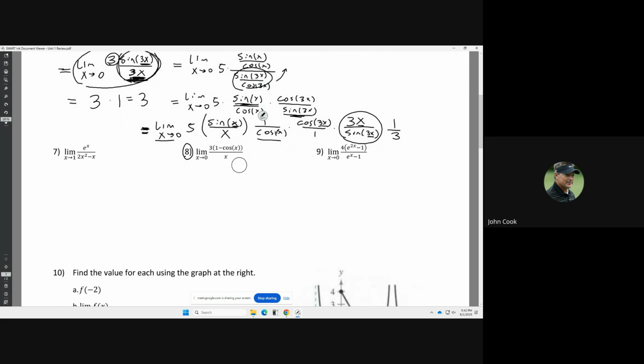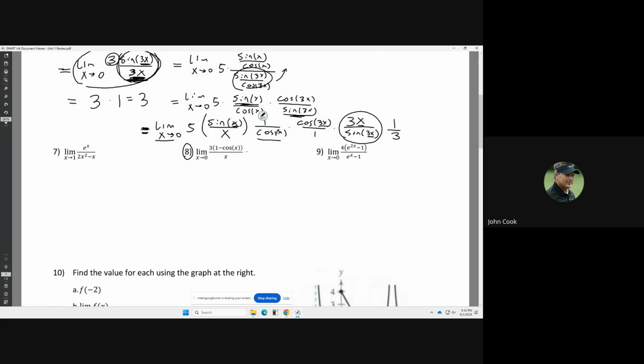Well, first off, let's try and plug it in. Okay, let's see what happens when we plug in 0 for x. We would get 3 times 1 minus cosine of 0 over 0. And dividing by 0 is already bad, right? But we get 3 times, and then it's going to be 1 minus cosine of 0, which is 1. Oh, great. So we get 0 over 0 again. So that's obviously bad news. We've got to think of a different method.